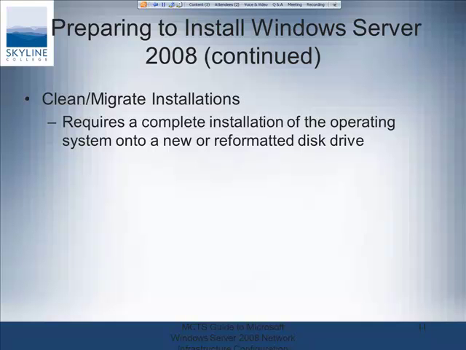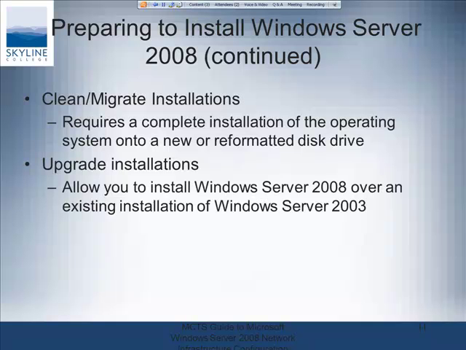Complete installation of the operating system, clean or migrate. The clean install obviously does migrate. What we do when we migrate is we do a fresh install and we migrate the user configurations to the new machine. Upgrade Server 2008 from Server 2003, and this should be a straightforward upgrade.